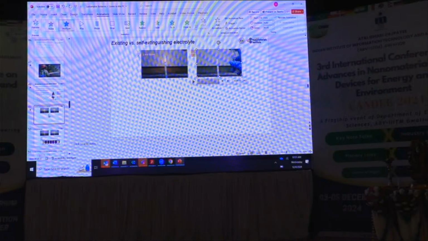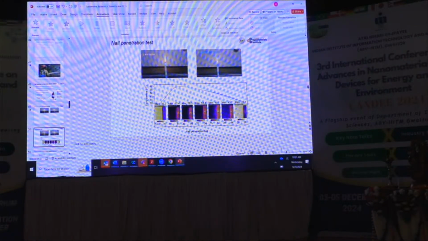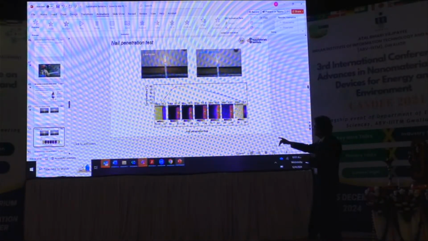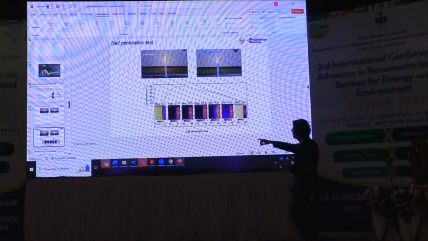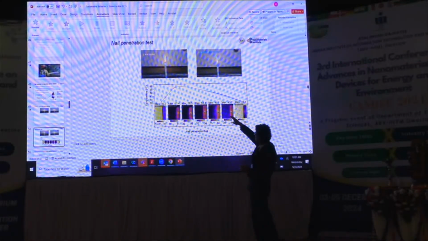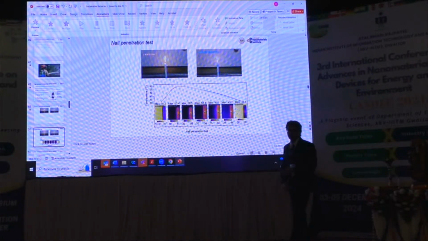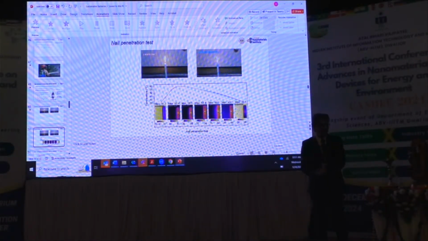And then we also did what we call a nail penetration test. We actually made a pouch cell and punctured it. It does not suffer thermal runaway. In other words, the temperature does increase, but then because of what you saw in the second video, it just comes down again. So with that, I'm going to stop here, and thank everyone for patiently listening.